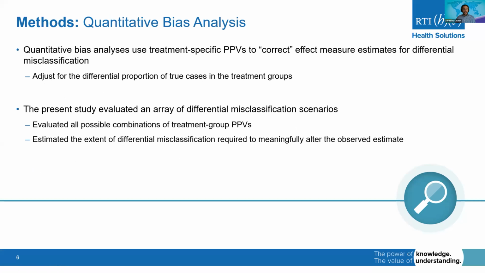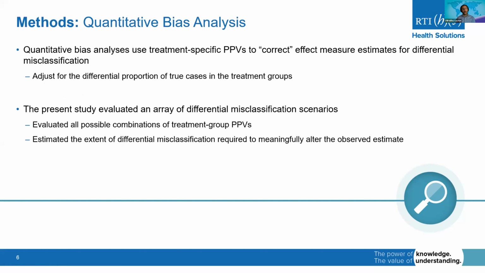So if we had had individual treatment group specific PPVs, we could have used relatively straightforward quantitative bias analysis methods to correct the observed IRR. These methods account for the different proportion of true cases among the observed cases in each treatment group, and then adjust the IRR accordingly. But in our study, we only had an overall PPV estimate, and the question became how we could use that overall PPV to evaluate our observed results.